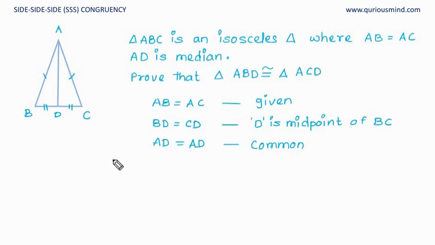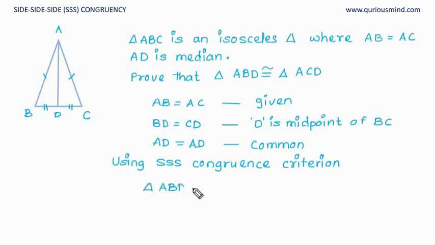And using the SSS congruence, what we can say now is triangle ABD is congruent with triangle ACD. Now here, the sequencing: if you see, AB is equal to AC and BD is equal to CD and AD is common, so it will be ABD, AB equal to AC, BD equal to CD, and AD equal to AD. So the sequencing is correct.